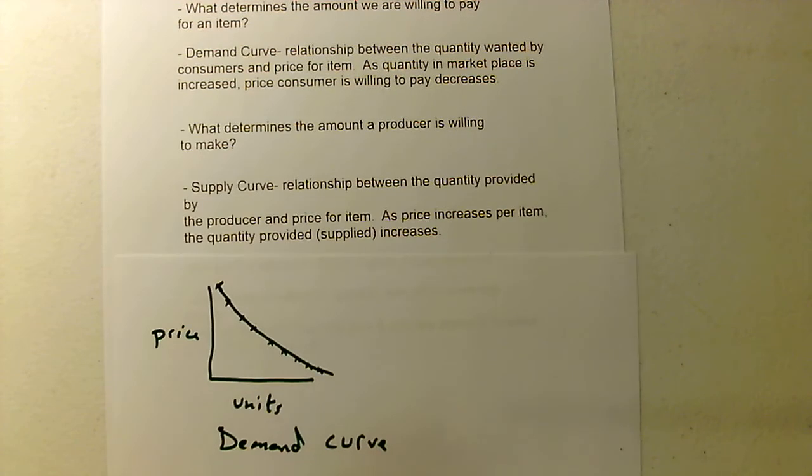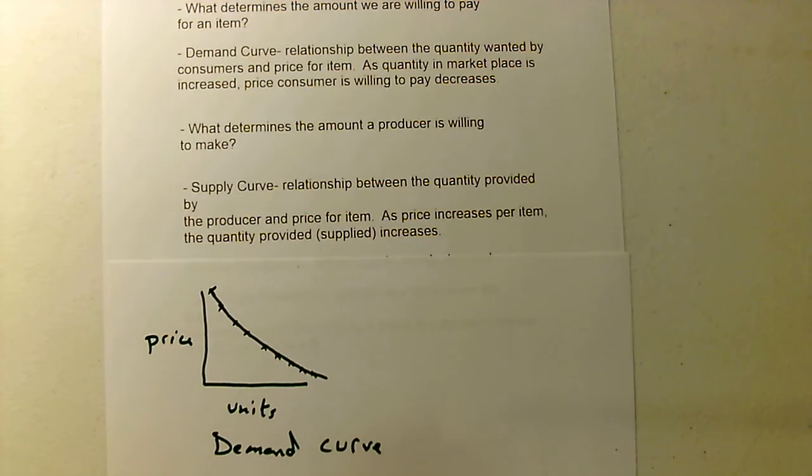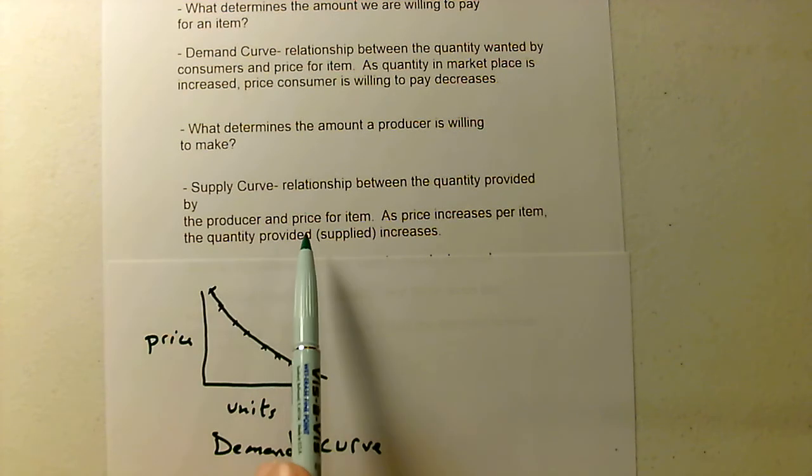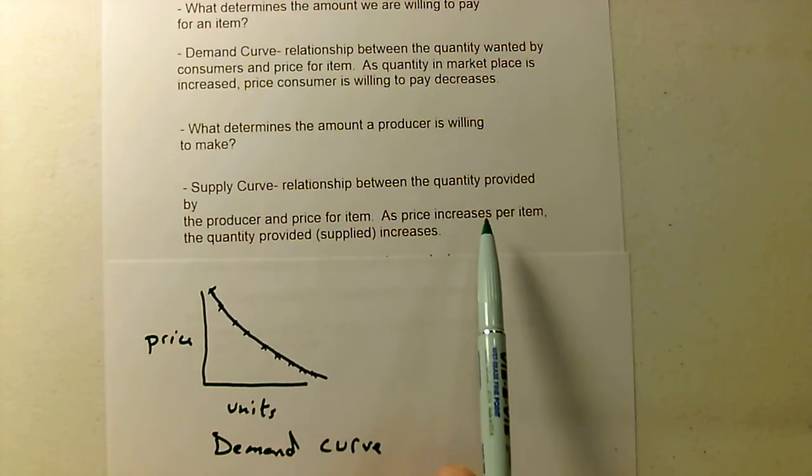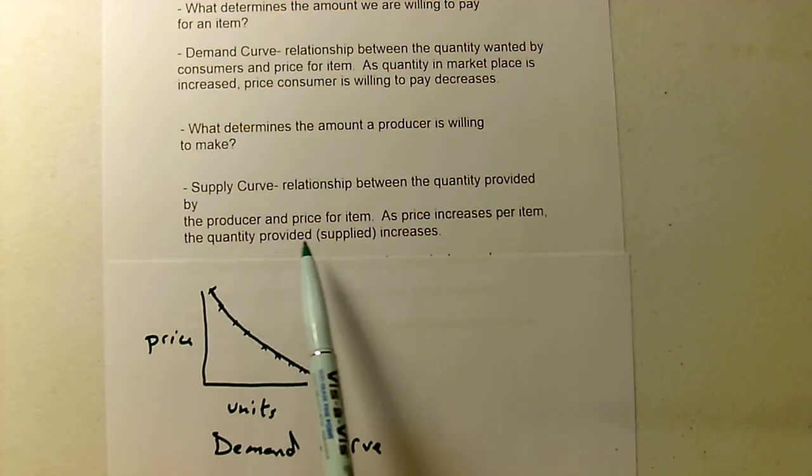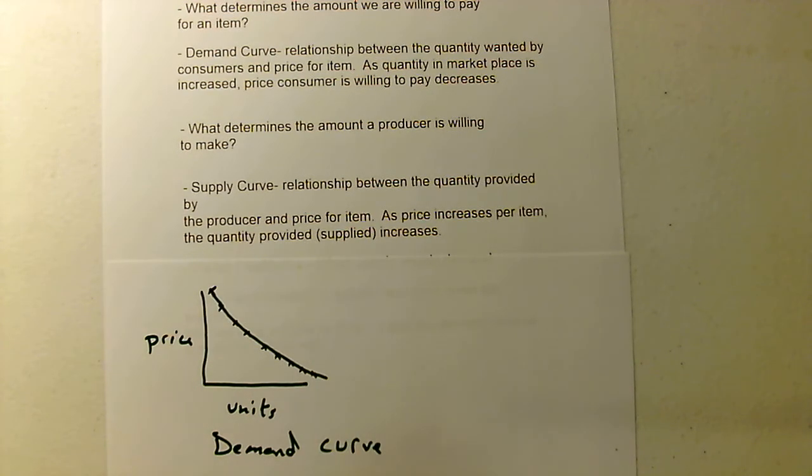And then here we go. The supply curve is the relationship between the quantity provided by the producer and the price for the item. As the price increases, the quantity provided, the supply, is going to increase as well.